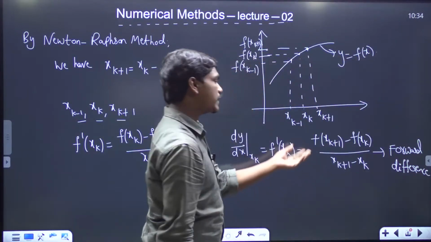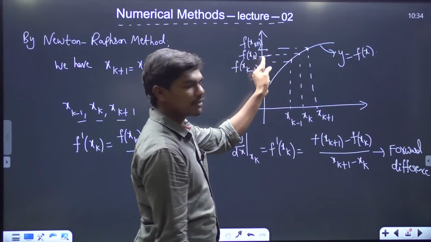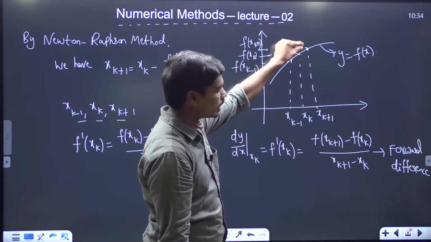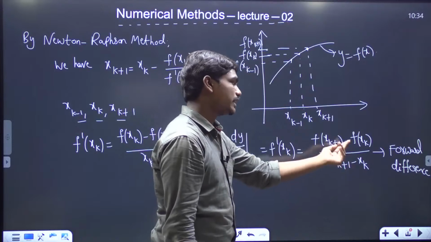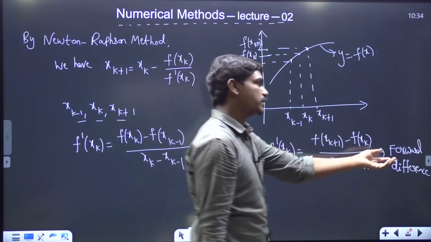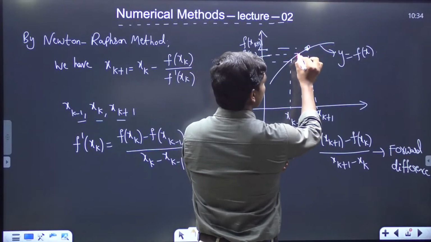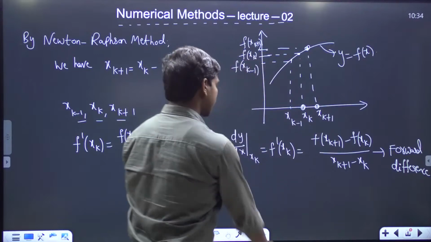Because I told you derivative is nothing but the rate of change of function with respect to x. So if I take f of xk plus 1 and f of xk, then this change in y is very small, and we can write this as f of xk plus 1 minus f of xk divided by xk plus 1 minus xk. This is called forward difference because we consider the point which is ahead of xk. Means if this is xk, we will consider one point which is forward to it, f of xk plus 1.